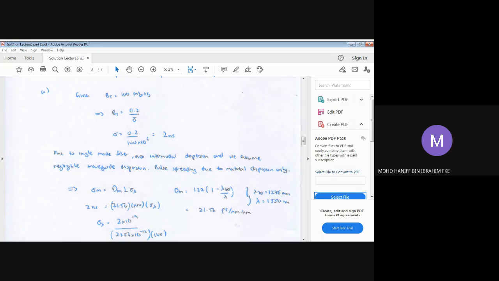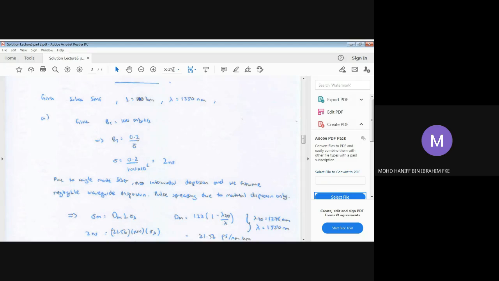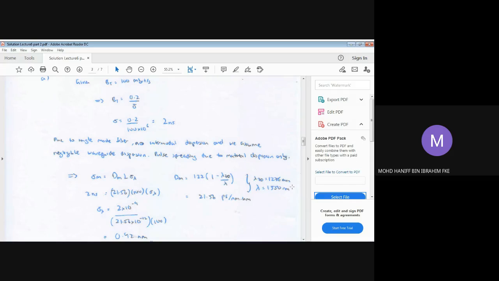The dm is based on this equation for the silica-based fiber, where lambda zd, which is the zero dispersion wavelength, is 1276 nanometer, and the lambda that we are using in this example is 1550 nanometer. So we're substituting these two pieces of information. You're going to get the dm is 21.56 picosecond per nanometer kilometer.